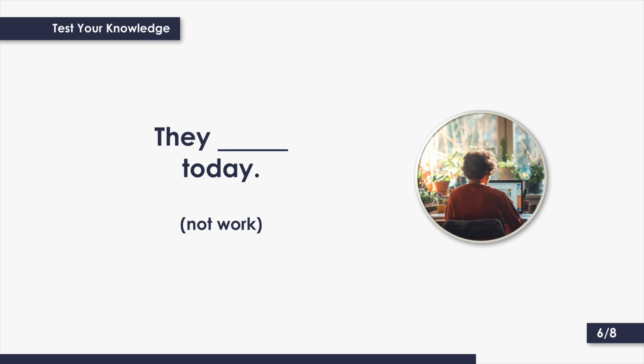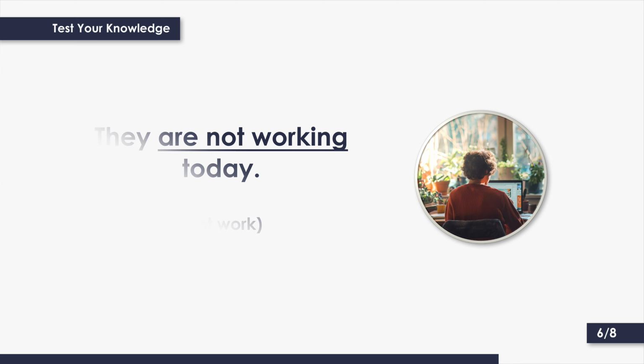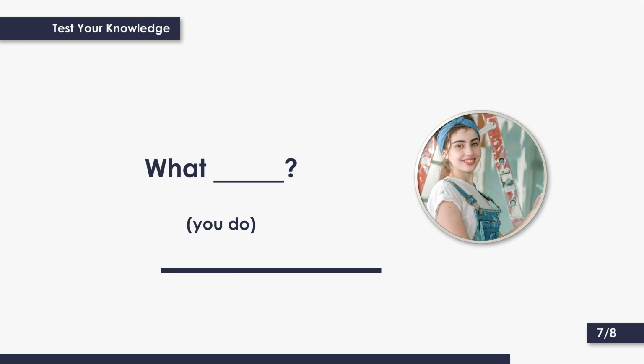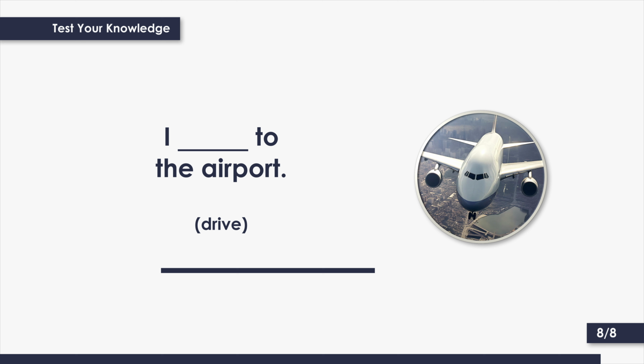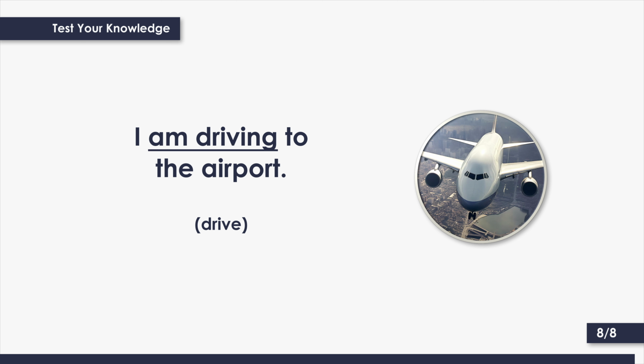Another negative sentence here. Again, the verb to be goes before not. They are not working today. We have an open question here, and we already have a question word, what? So the next word should be the verb to be. So which one matches with you? What are you doing? Am is the verb to be for I. I am driving to the airport.